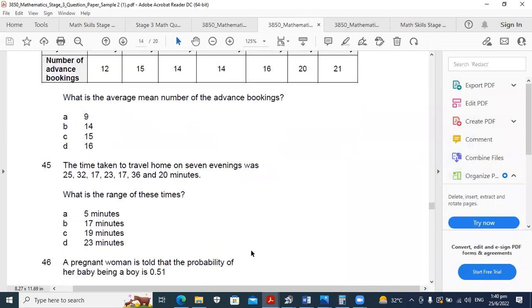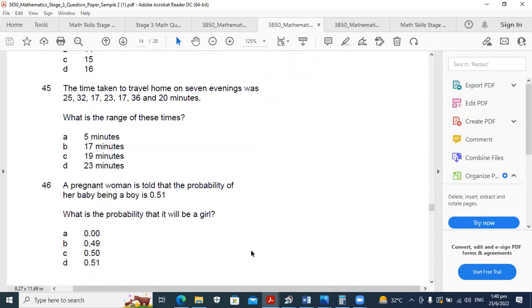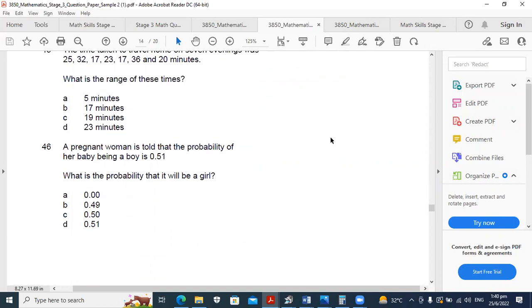You all know what range means, right? Range is the difference between the highest and the lowest, right? And 45 is talking about the range. Look at 46.